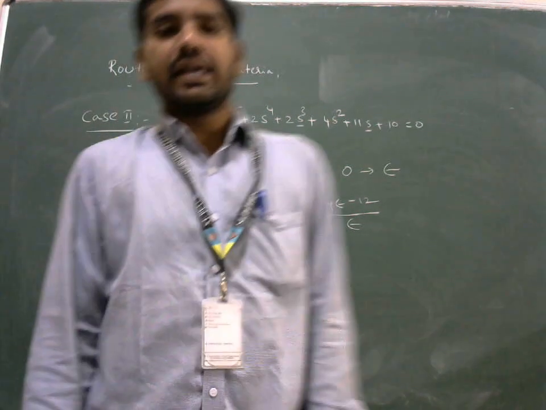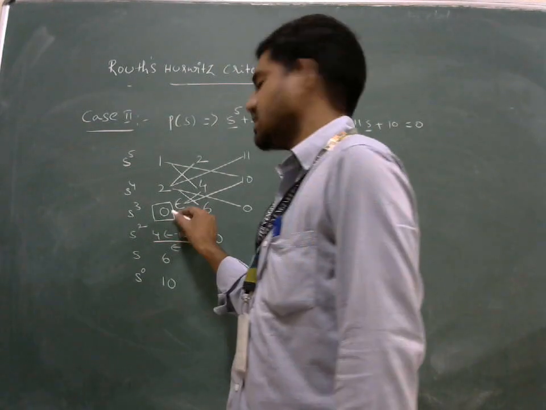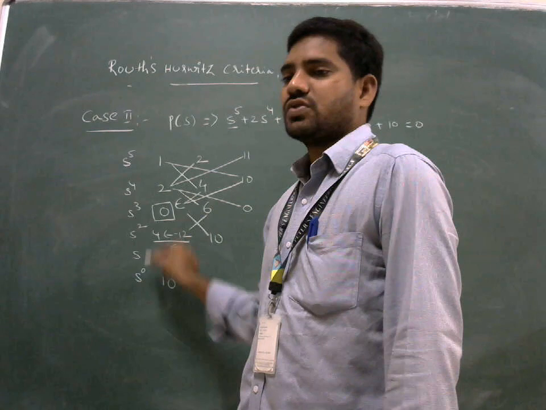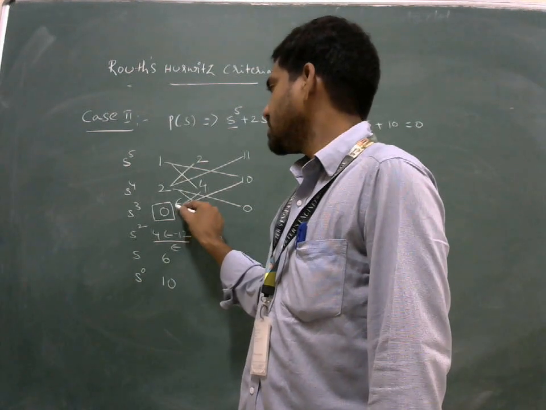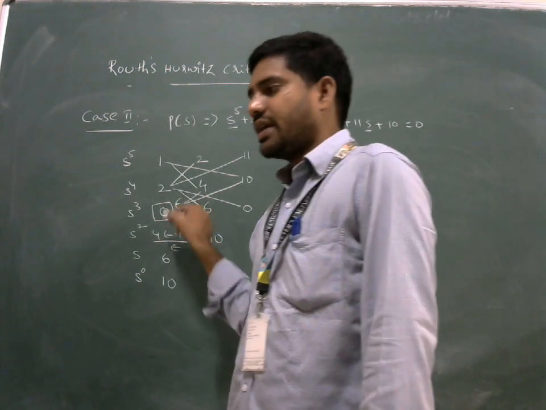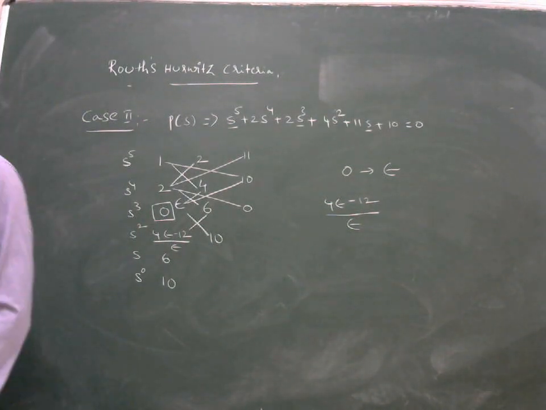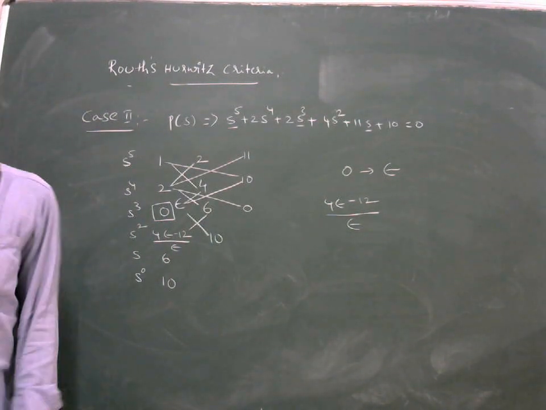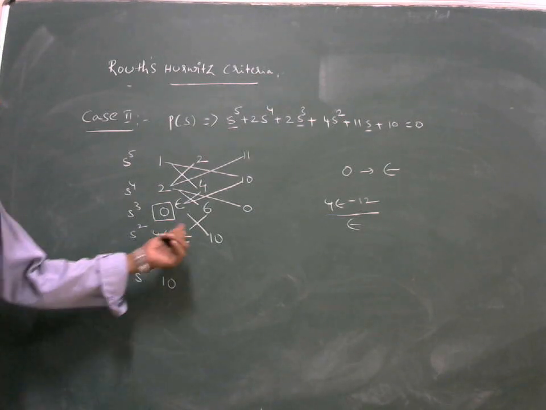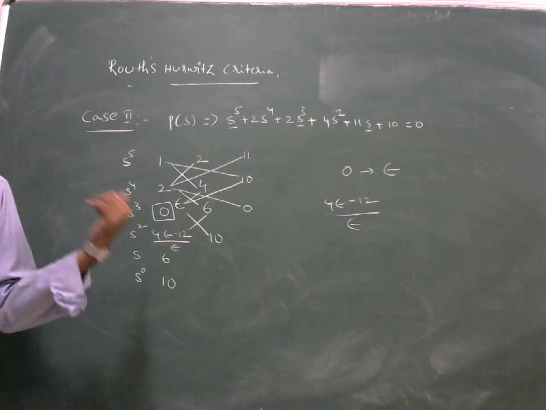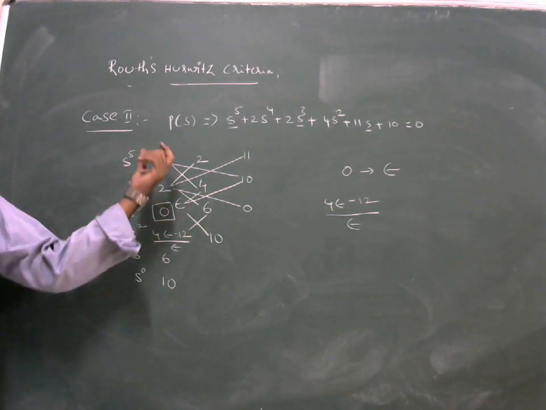Wherever you are getting a 0, you need to substitute epsilon and redo the calculation. Same procedure: in the place of 0, you take epsilon and do the same calculation. Here, how are you going to get this value? Again, you need to substitute epsilon and check.